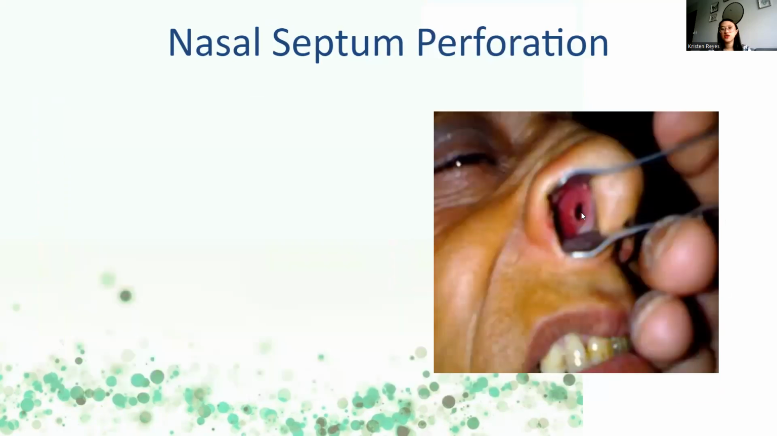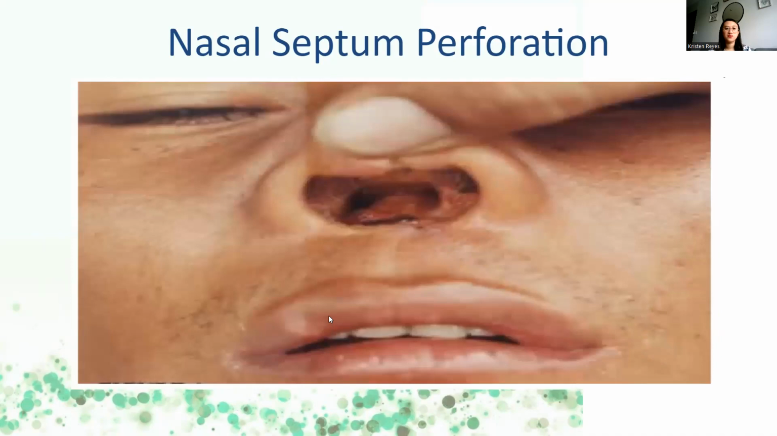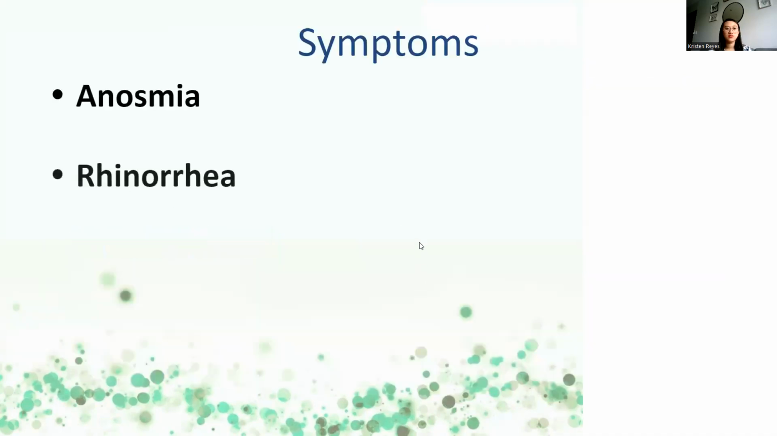Nasal septum perforation, meaning butas, nabutas yung nasal septum. Hole in the nasal septum, common causes are chronic infection, nasal surgery, repeated trauma, cocaine abuse, because in cocaine users, right, how do they use cocaine? They inhale it through their nose. Okay, so that can cause trauma to the nasal septum and eventually make a hole in the nasal septum. Okay, so symptoms.